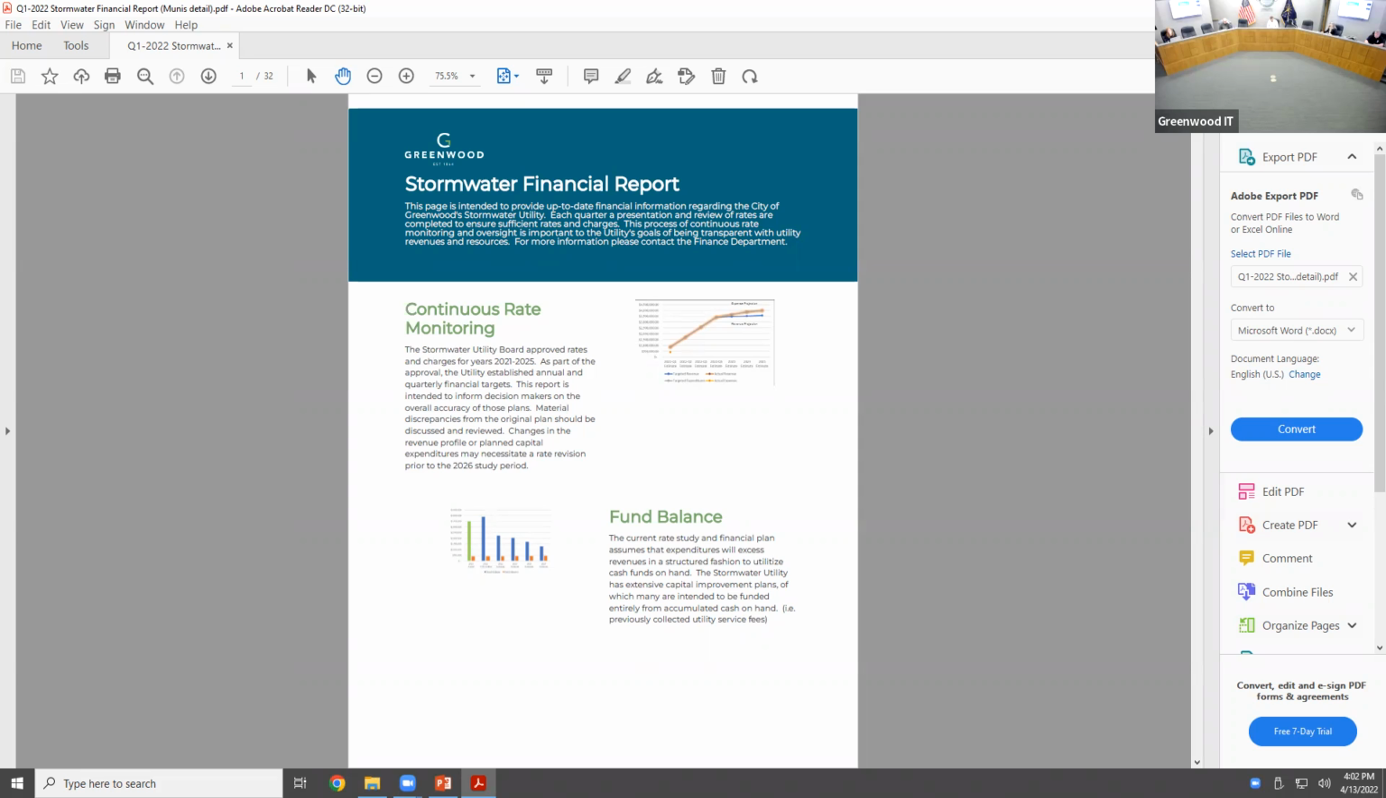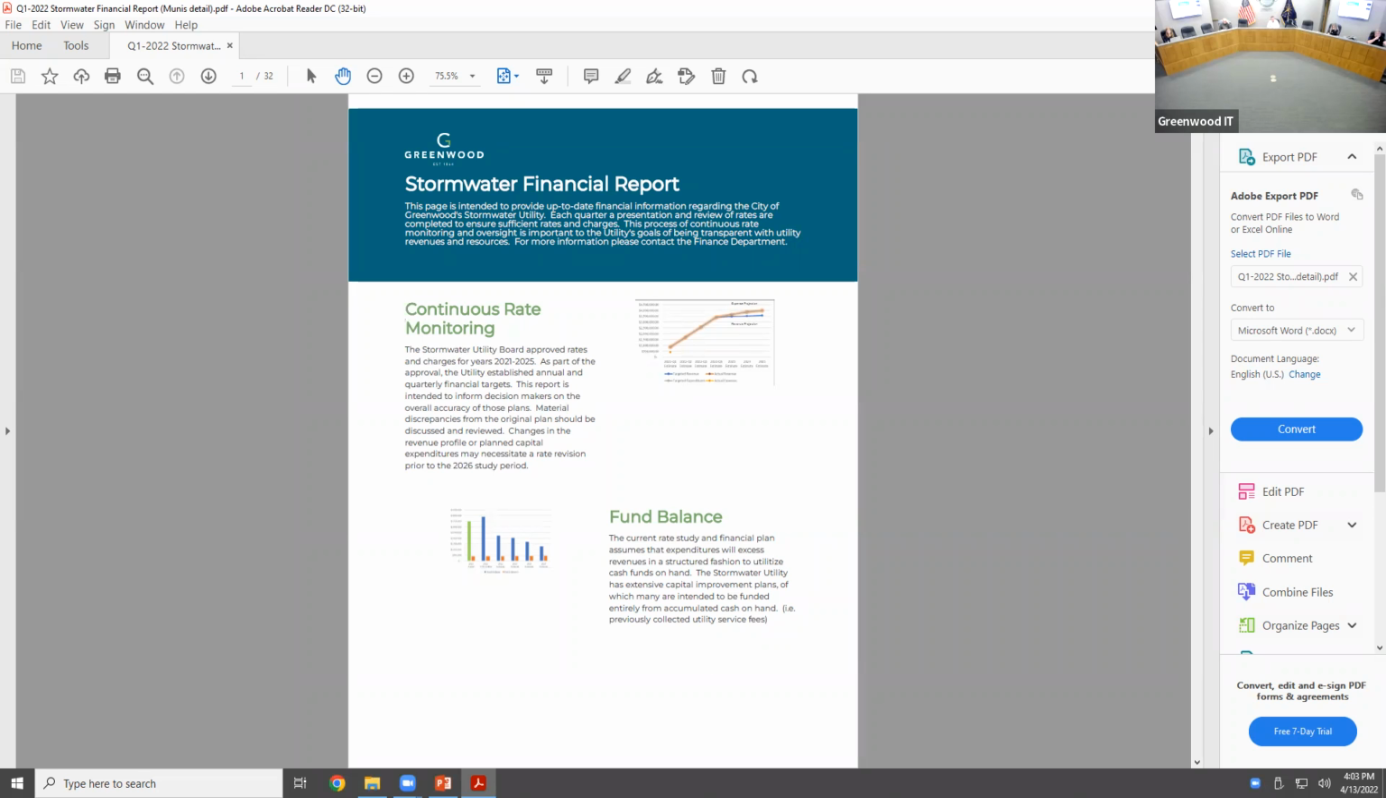First and foremost, as mentioned in previous meetings, this is a quarterly review of rates to make sure that per municipal code rates are sufficient. The stormwater rate study was from 2021 to 2025 with quarterly review periods. So this is just a further continuous rate monitoring. As of the end of Q1 2022, you're actually right on plan relative to the revenue projection for the quarter. They're slightly over, and a little bit less than the projected expenses, which I'll show here in a moment.